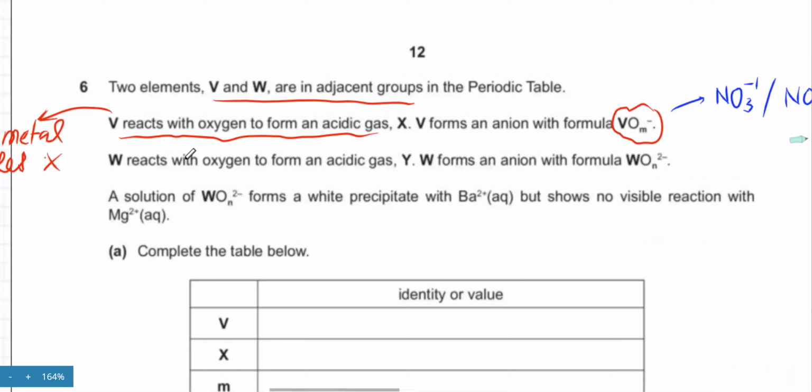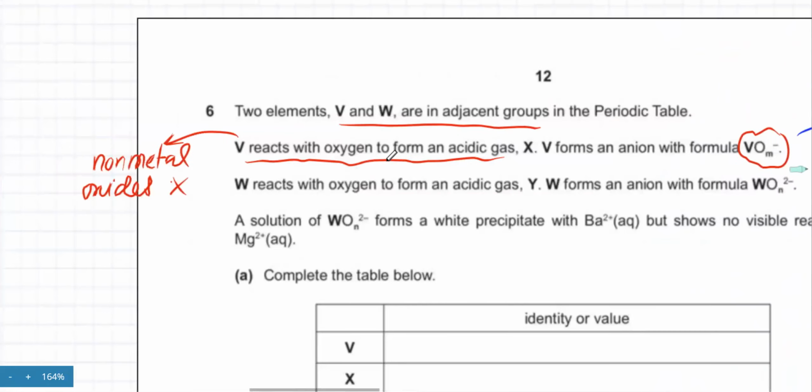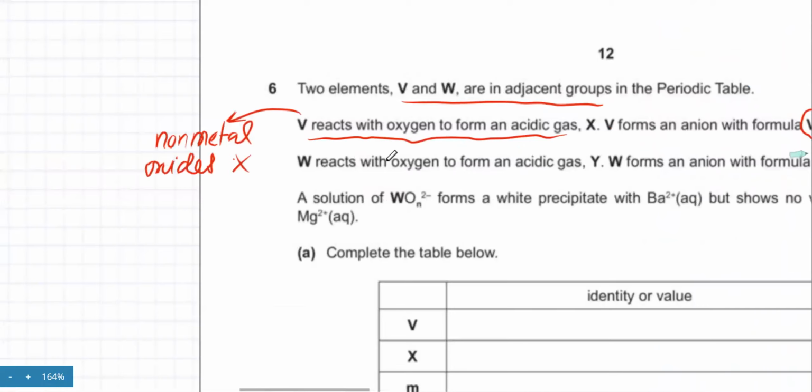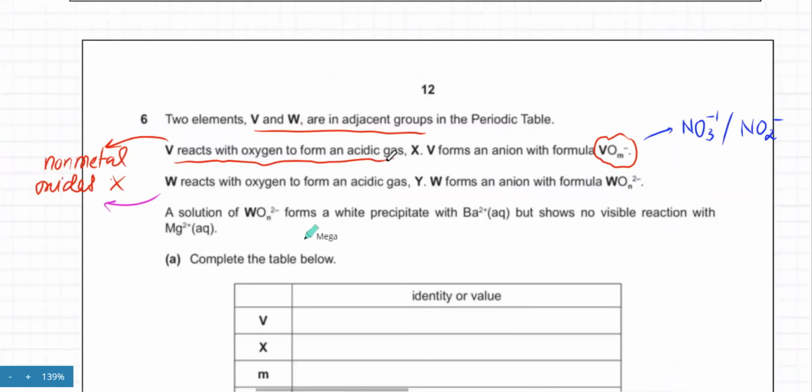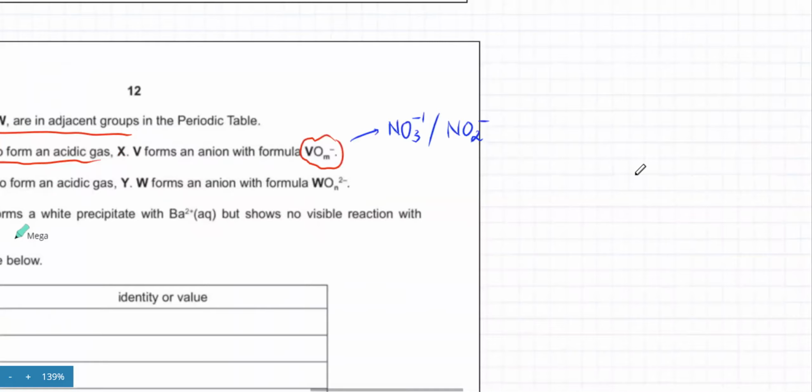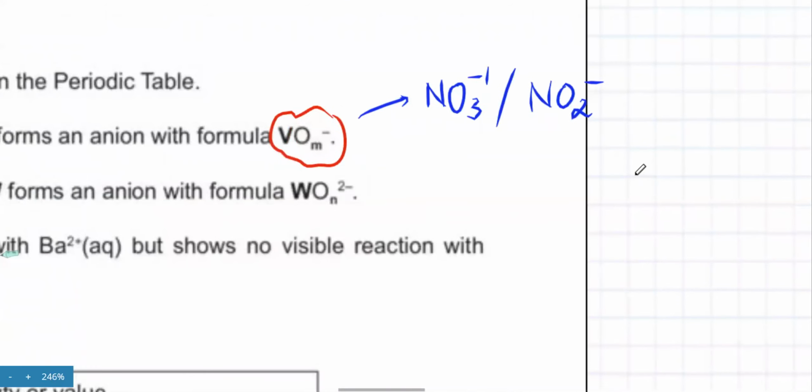Now W is also reacting with oxygen to form an acidic gas. So that means W is also acidic. It's forming an acidic oxide, which is known as Y. And W forms an anion with a charge of minus 2. There are a couple of possibilities. Which polyatomic anion has a charge of minus 2?